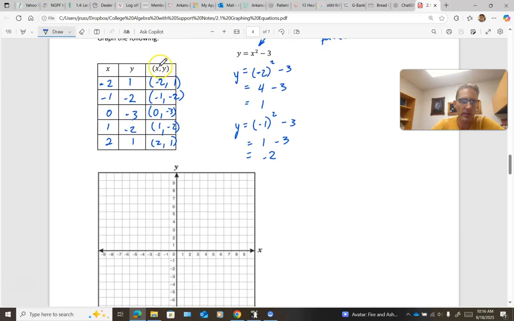All right, well, just real quick, now all I would do is literally plot these points in my Cartesian coordinate system. So -2, 1, that's going to be right here. Let's see, -1, -2, you go to the left 1, down 2. 0, -3, you just go straight down to -3. 1, -2. And then 2, 1. Okay? And now look at this. This definitely is not a straight line, is it? It is a parabola.